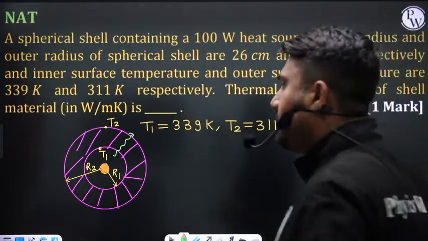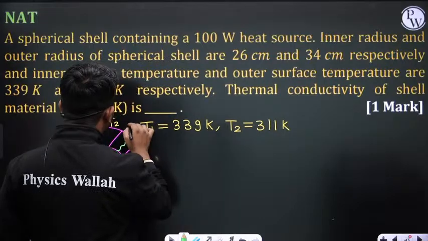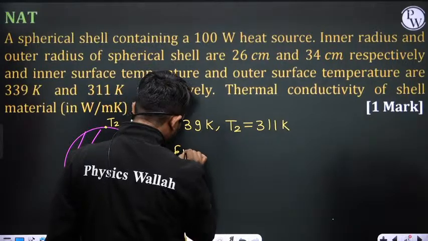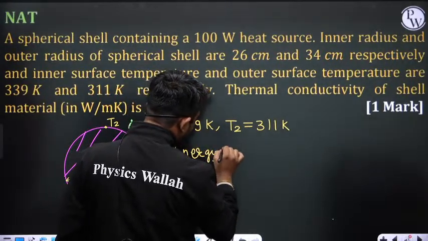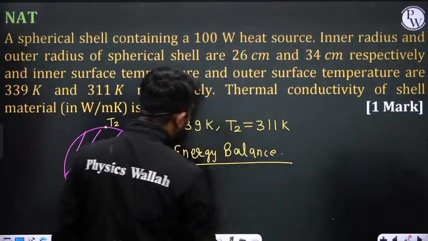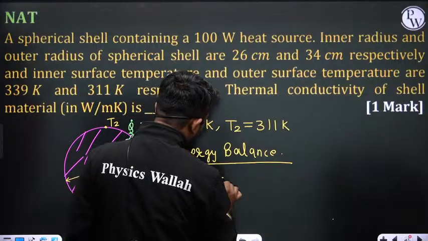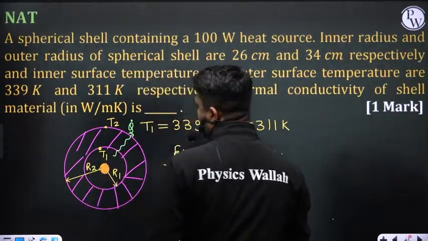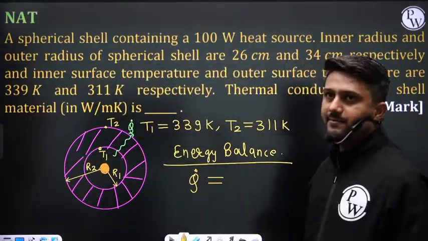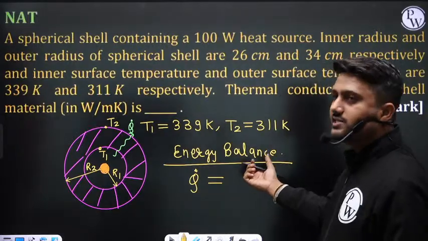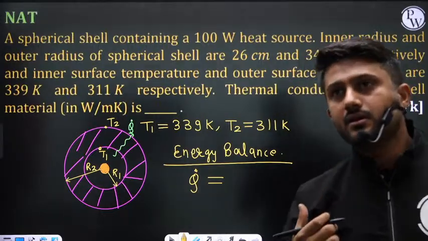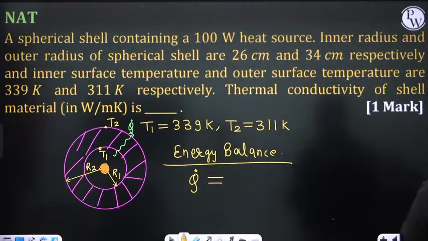Getting my point? So simply, if you apply the energy balance, we can say this is the heat energy generated by the heat source, and this is equal to the rate of conduction heat transfer through this spherical shell. The rate of heat energy generated is equal to the rate of heat energy conducted through the spherical shell.